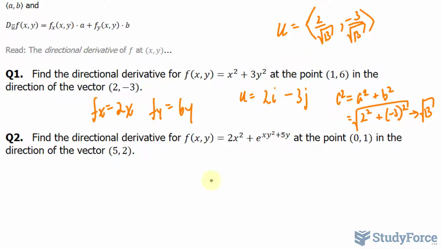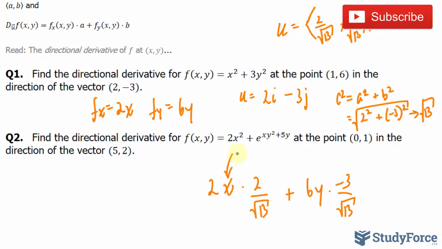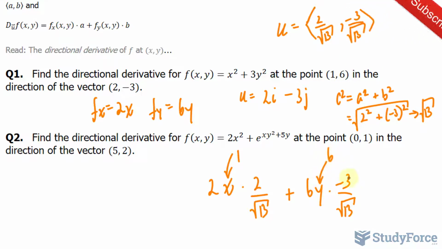square root of 13. So 2x times 2 over the square root of 13 plus 6y times negative 3 over the square root of 13. And of course, we have to evaluate this at 1 and 6. So I will take this 1, place it wherever I see an x, and I'll place this 6 wherever I see a y. Let's go ahead and do our calculation using a calculator.